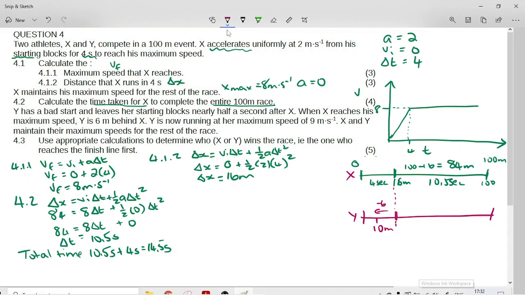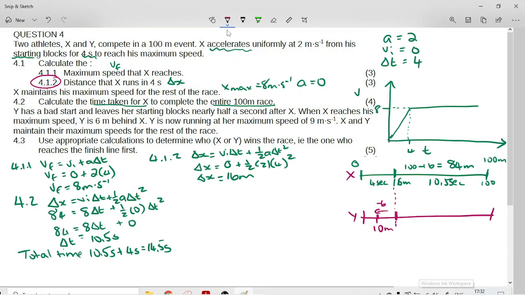So she had a bad start. She left her starting blocks late, but when X at 4 seconds had traveled 16 meters, remember we know this from 4.1.2, he was at 16 meters. So when X is at 16 meters, Y is 6 meters behind. But Y has now reached her maximum speed of 9 meters per second. And now for the rest of the race, X and Y maintain their maximum speeds.